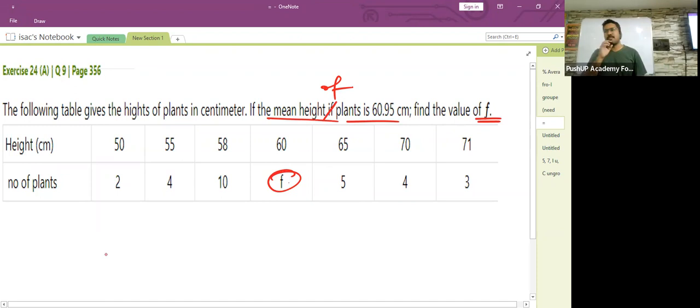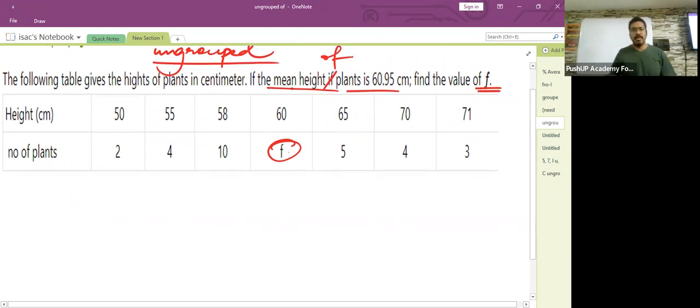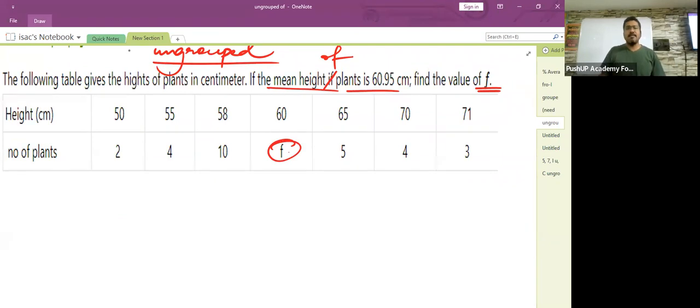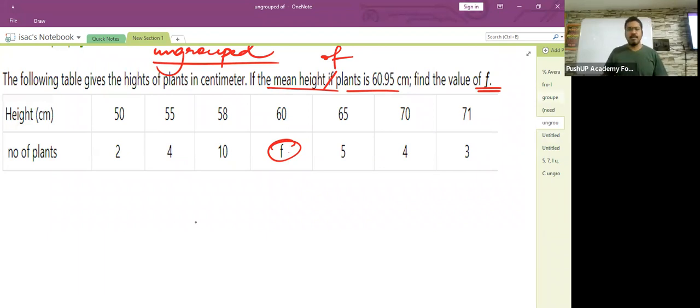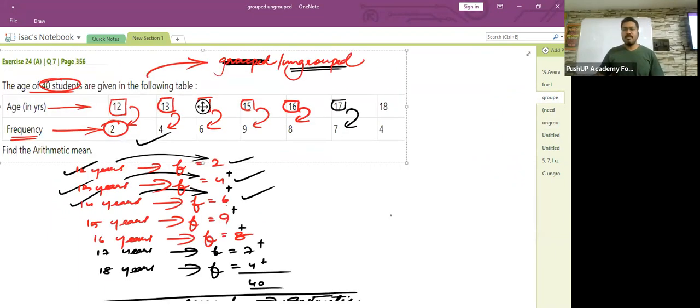Now let me ask you something. What is this data? Grouped or ungrouped? Ungrouped data, isn't it? Just that the ungrouped data is placed inside a table. So this is an ungrouped data. Now children, when ungrouped data is given in tabulated form, over here, it was given to us, which method had we applied?